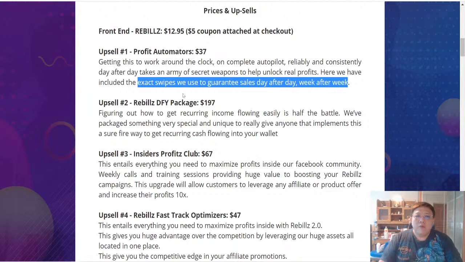Now, does it mean to say that you just have to copy and paste these swipes? Well, you can actually do it that way, but my suggestion is try to modify a bit here and there, but don't lose the gist of their email swipes content. Don't lose the gist of it, because that is what we are after.